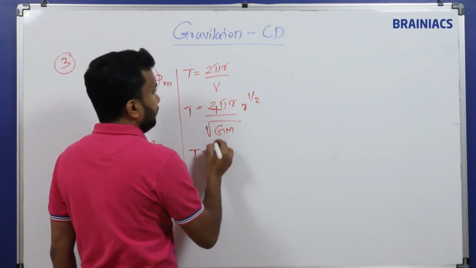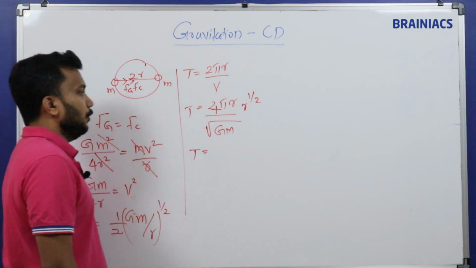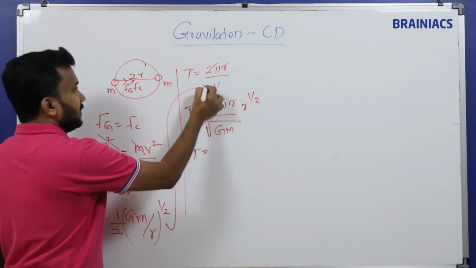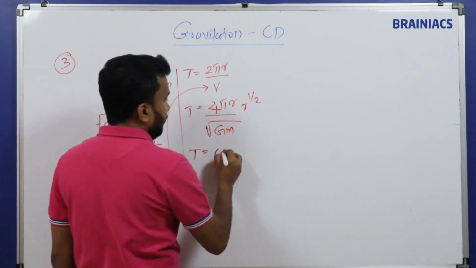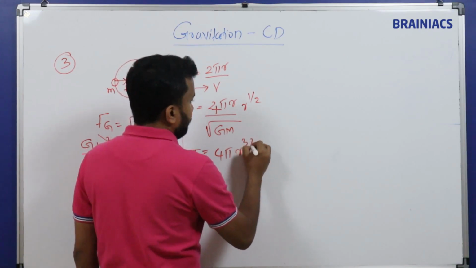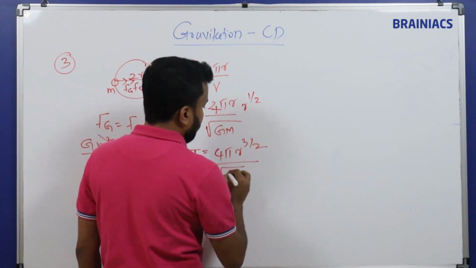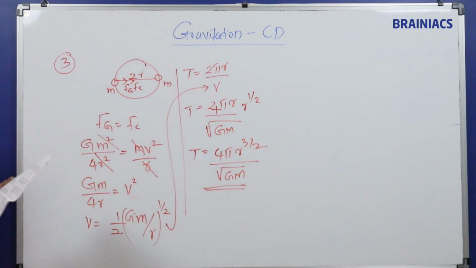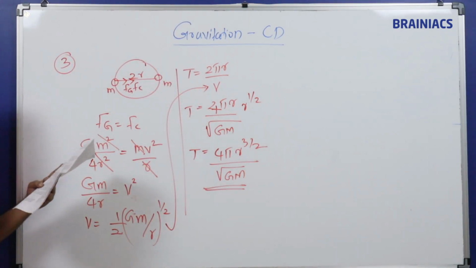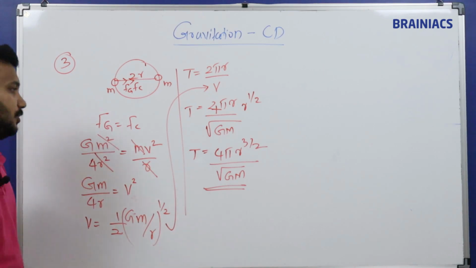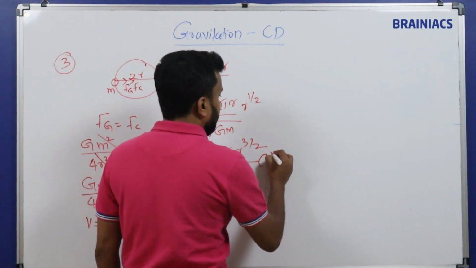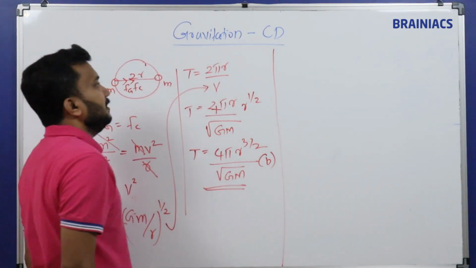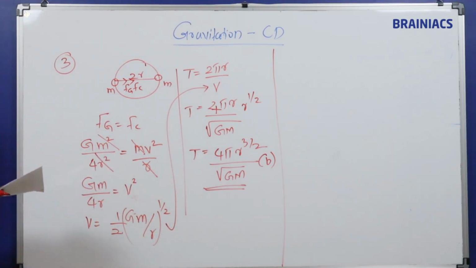So if you substitute this value of v over here, what do we get? 4 pi r raised to 3 by 2, the whole divided by root of Gm. So this was the answer to the question, 4 pi r raised to 3 by 2 divided by root Gm. This matches with option B. Option B is the right answer to the question.